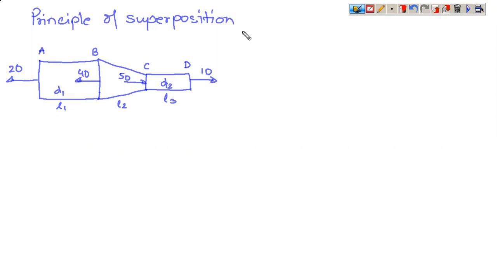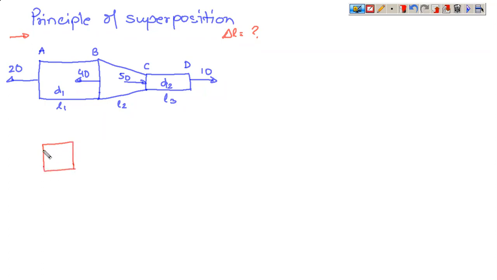The purpose is to find out total delta L. You need to find out total delta L. So to find out total delta L, we can either move from left to right or right to left depending upon your choice. So let us say that we are moving in this direction. So if you are moving in this direction, isolate AB.